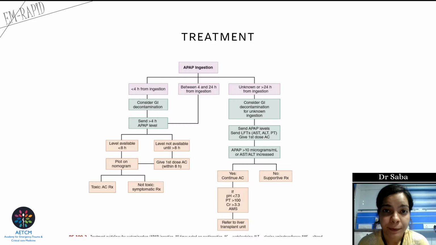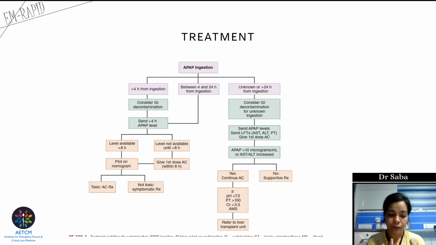The treatment of paracetamol overdose is very simple, and it all depends on when the patient presents to us post ingestion. This can be studied by looking at 3 different time frames. One, when the patient presents within less than 4 hours post ingestion. Second, the window period, that is the 20-hour window between 4 hours and 24 hours post ingestion, and the last time frame is when the time of ingestion is not known or more than 24 hours have lapsed from ingestion.